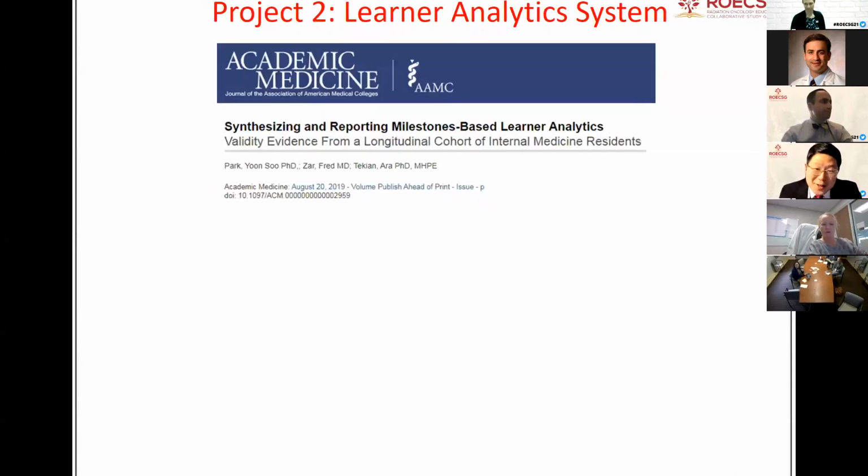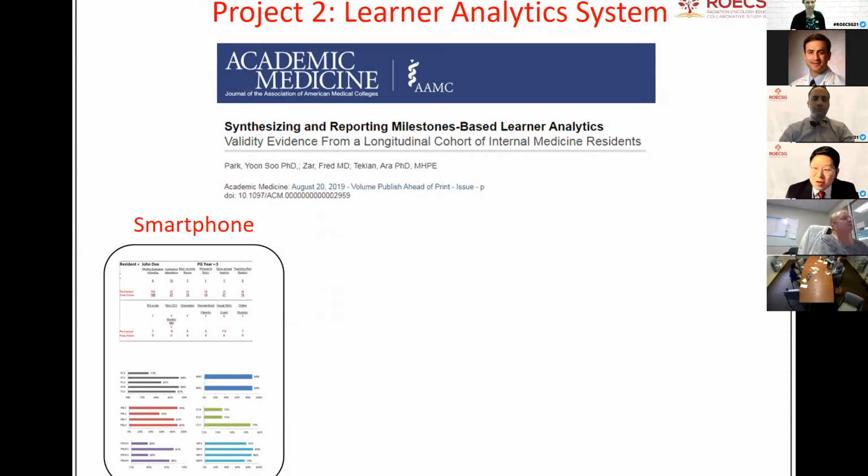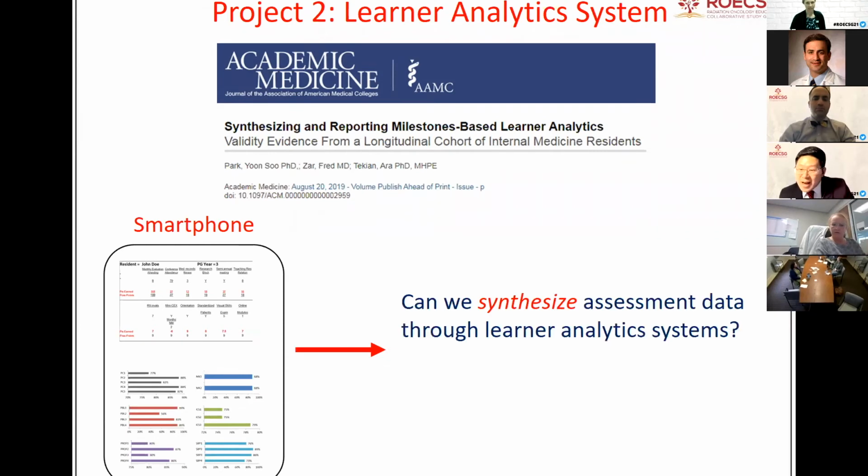Now I will move on to a different type of example. So far I've talked about workplace-based assessments, but what's also important when we assess at the competency level is to be able to synthesize information from multiple assessments. One way we did this about 10 years ago was to synthesize assessments into a smartphone application. In other words, can we develop a learner analytics system? We were asking this simple question: can we synthesize assessment data through learner analytics systems?